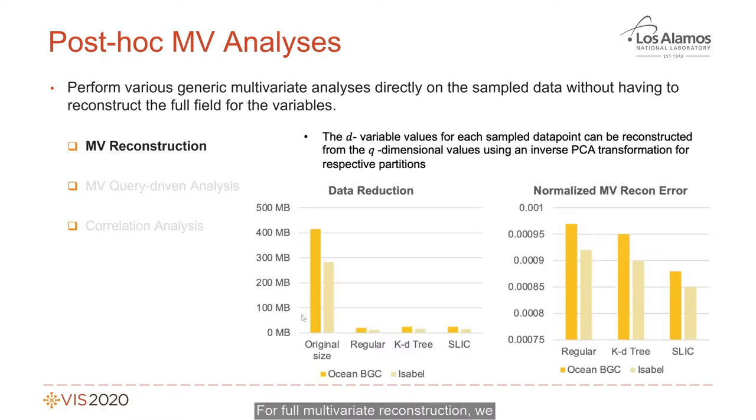For full multivariate reconstruction, we recover the D variable values for each sample data point from the Q principal components using inverse PCA transformation for each partition. We observed that the data-centric partitioning schemes like KD-tree and SLIC have lower reconstruction error than regular partitions.